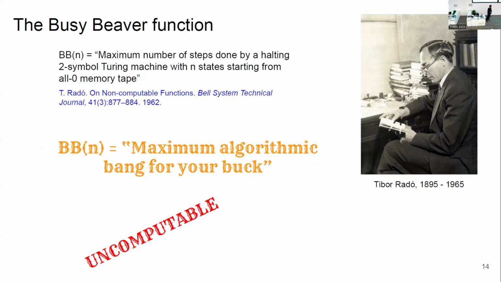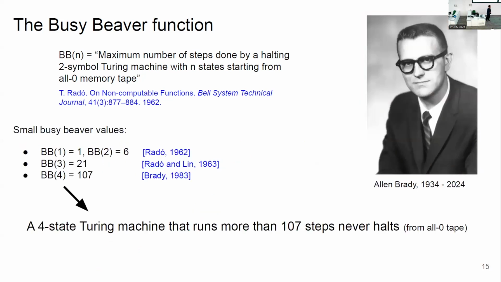My PhD supervisor, Damien Woods, used to say that it's maximum algorithmic bang for your buck. So it's like, what is the most you can do when you are constrained in the size of your program. This isn't computable, because you could solve Turing's halting problem otherwise. We don't have an algorithm to know all values, but we can certainly try to know some values. And here's the history of it.